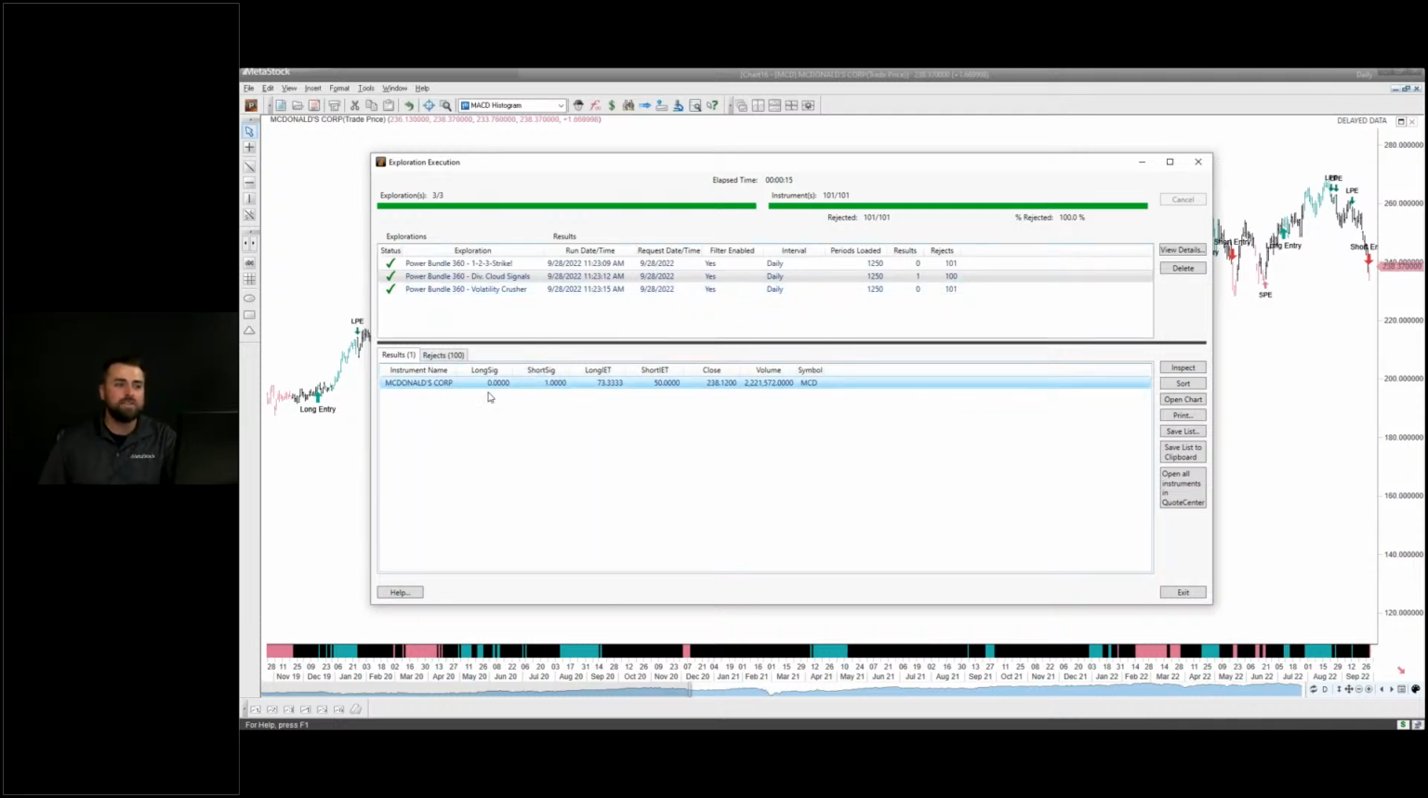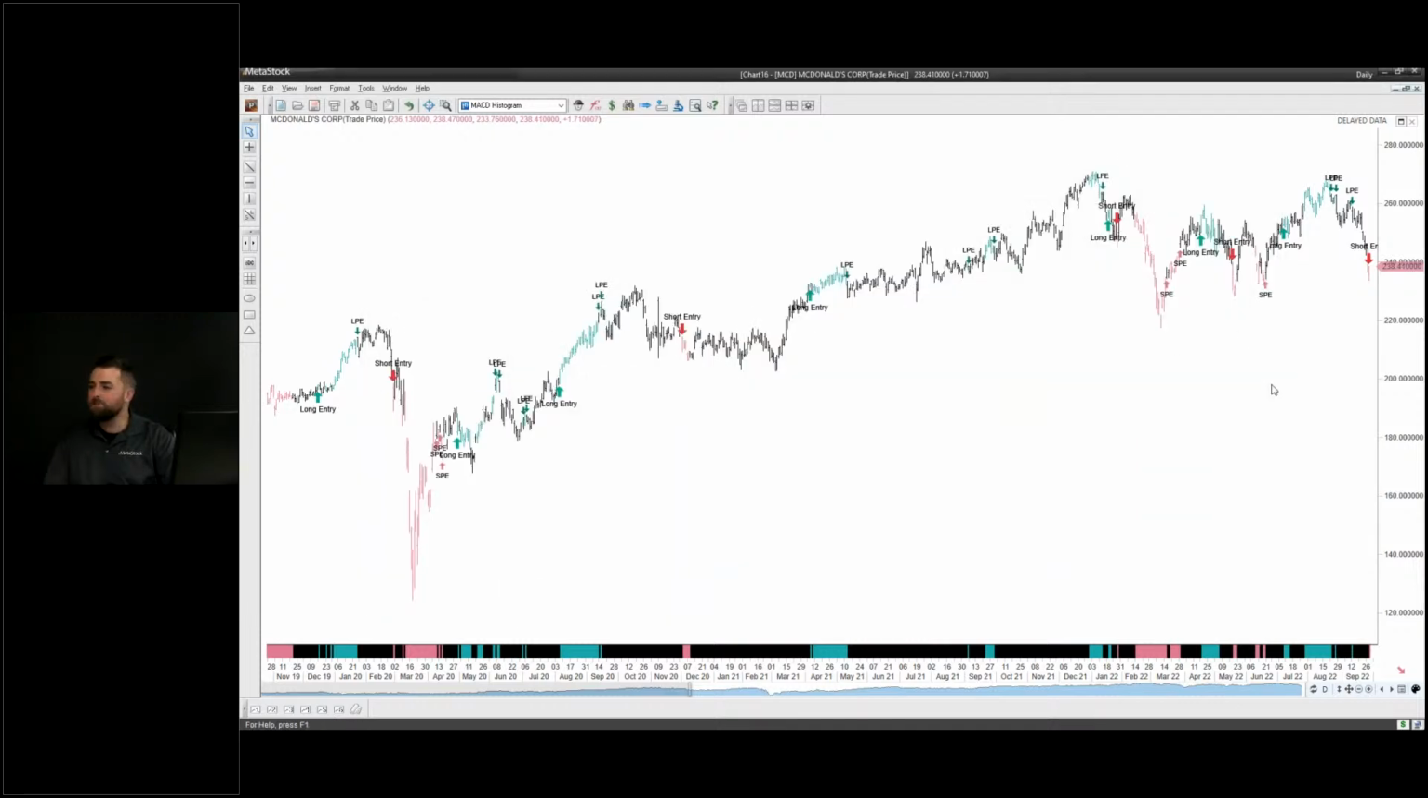Now, what I can actually see immediately from this exploration is this is the long immediate efficiency, and this is the short efficiency rating. So I can see 73% of the long trades are wins on McDonald's using the divergence cloud signals, and 50% are proper using a short. So because I have a short signal today on McDonald's with this data, you know, probably not something I would take personally. I don't really short very often as it is, and the fact that it only has a 50% efficiency rating.